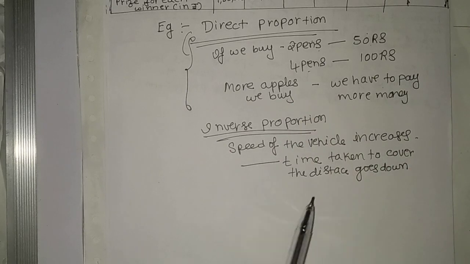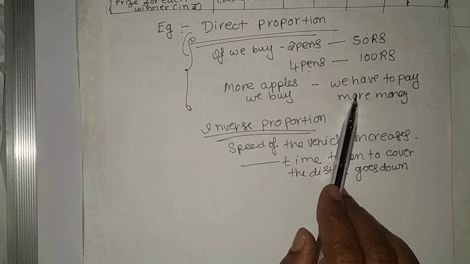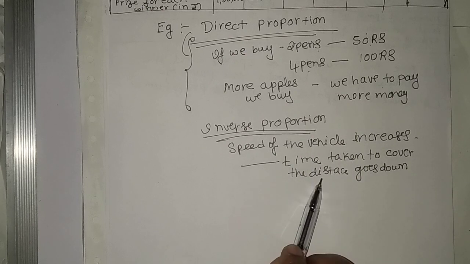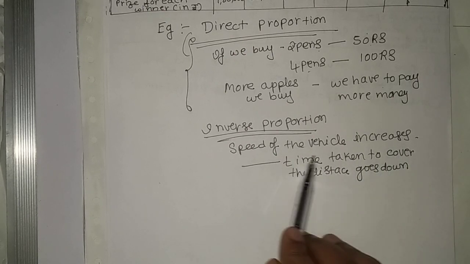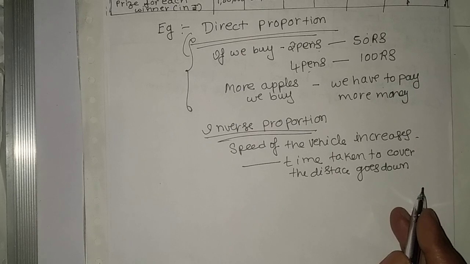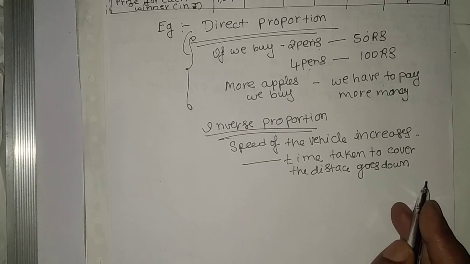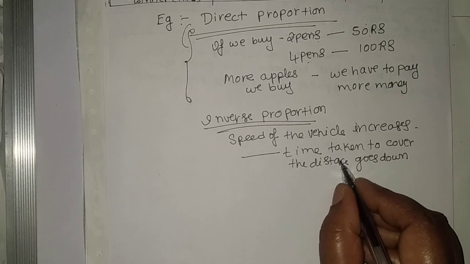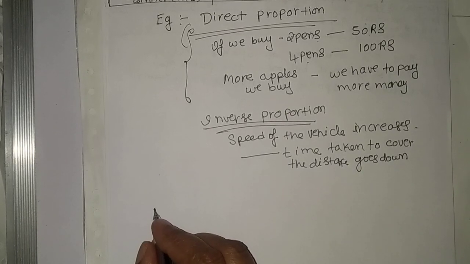So these are the two examples I have given. This will be very simple to understand. Then inverse proportion, the speed of the vehicle increases means the time taken obviously will go down or decrease. So we move on to the question now.